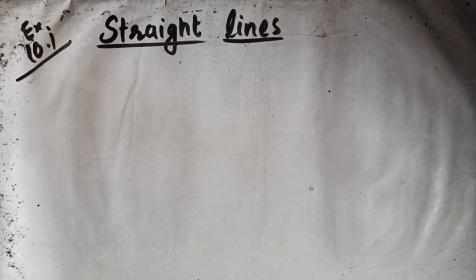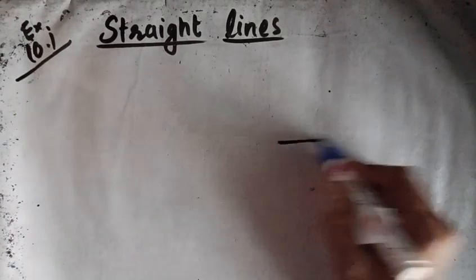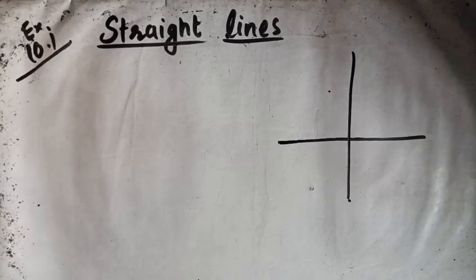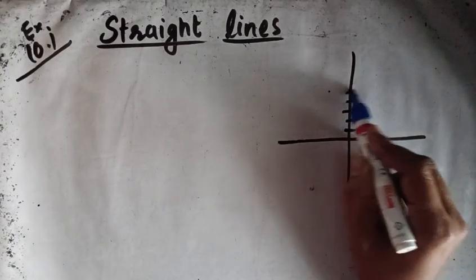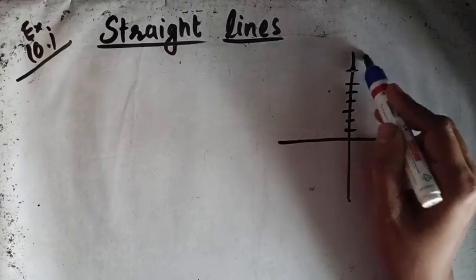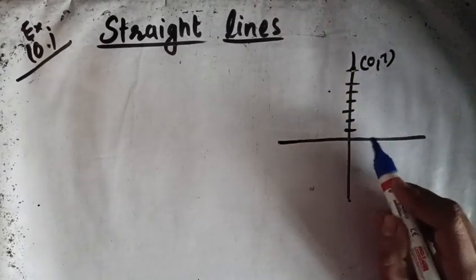We have done straight lines first part. Okay, so let's start with exercise 10.1. First question is: draw a quadrilateral in the Cartesian plane whose vertices are given. So you have to draw the points, that is 1, 2, 3, 4, 5, 6, 7, the point 0, comma 7. These points you have to plot.